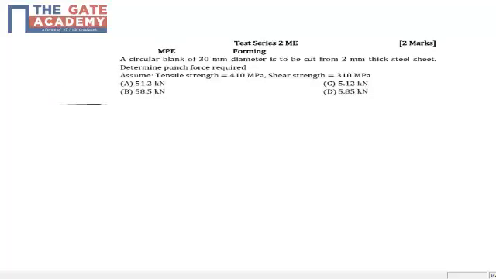Let's discuss a question from forming. A circular blank of 30 mm diameter is to be cut from 2 mm thick sheet. So you have a sheet which is of 2 mm thick, and you basically want to cut with the help of a punch. So here you have a punch, and when you apply a force, this portion will be cut and it will just appear like this, right?